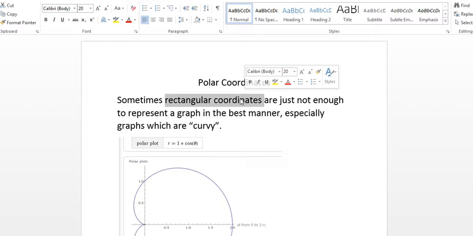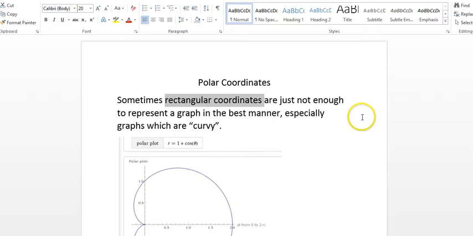So (3, 5) represents a pair of rectangular coordinates. Now they are called rectangular coordinates because x is on the horizontal, y is on the vertical, and so we have a rectangular coordinate axis to represent the coordinates. That's why we call these coordinates rectangular coordinates.